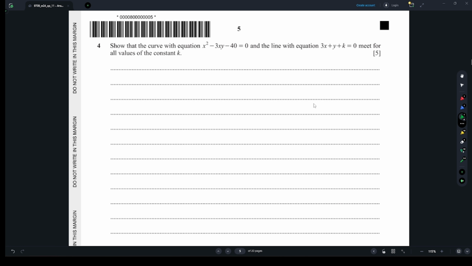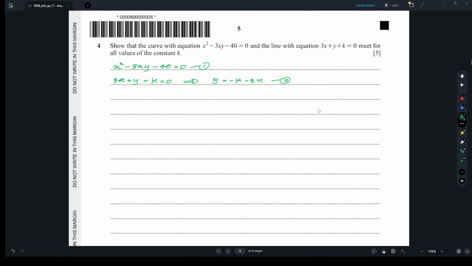So now you should remember how to find the intersection point, right? Let's take the first equation, x squared minus 3xy minus 40 equals 0. This is our first equation. And then the line 3x plus y plus k equals 0. I'm going to modify it a bit, making y the subject: y equals minus k minus 3x.